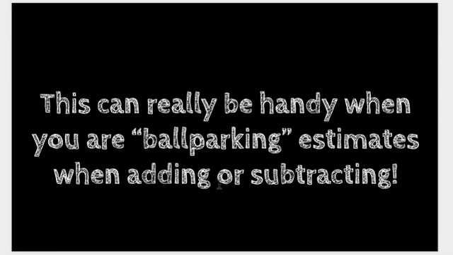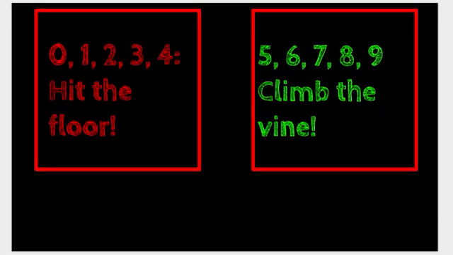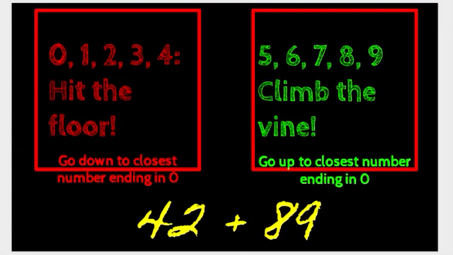So this can be really handy when you are ballparking, if you will, estimates when adding or subtracting. Here's another example for you. What happens if we have the numbers 42 plus 89? We can certainly solve this, but what happens if we want to make a ballpark estimate first about what we should see our answer to be? Well, let's go ahead and take a look at our ones digits since we're going to round both of these numbers. We have a 2 and a 9.